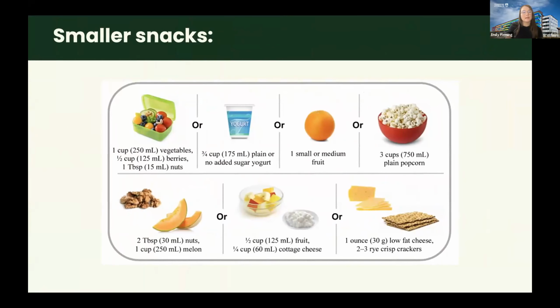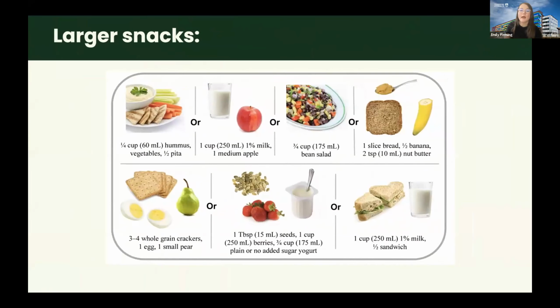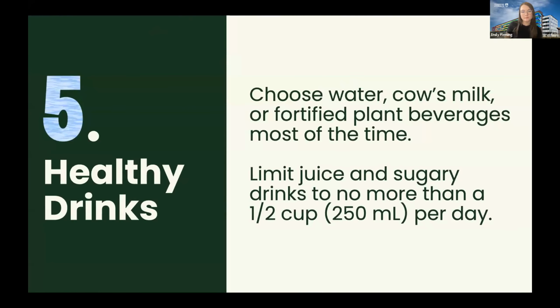So you can see someone maybe had some nuts with some fruit, cottage cheese, which is high in protein, with fruit, whole grain crackers, so those could be like Brie crisps, like a Wasa cracker, and some cheese, or even a small bowl of popcorn or air-popped popcorn with some fruit could be an example of a smaller snack. And then we have a larger snack here as well. So you can see some yogurt with some nuts, hard-boiled egg with some crackers, bean salad, a glass of milk with some fruit are all ideas that can help keep you satisfied between meals.